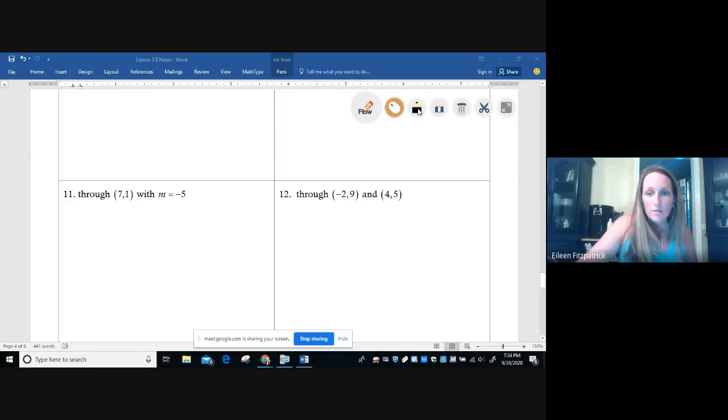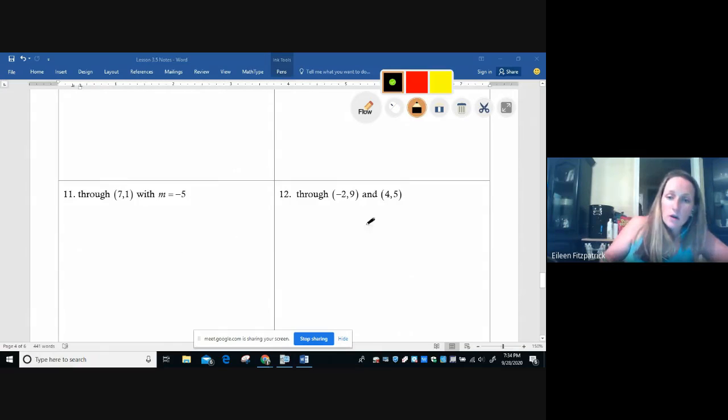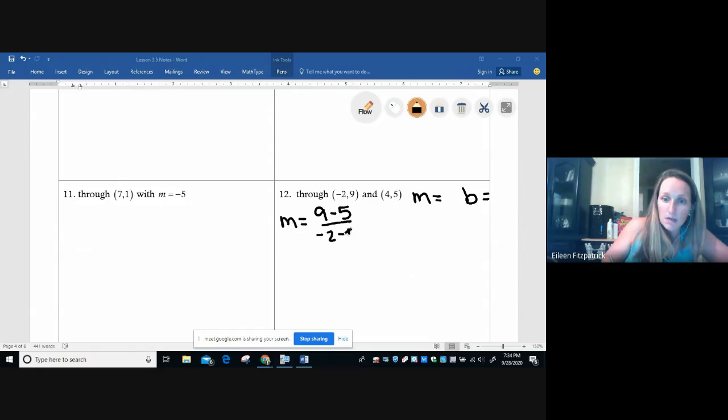So I'm going to do number 12 as a quick example. For number 12, I still need to calculate my M and my B, okay? My slope, change in Y. So to find M, you're doing 9 minus 5 over change in X, -2 minus 4. So 9 minus 5 is going to give you a 4. -2 minus 4 is -6. You're going to simplify to -2/3. So this is your M, right? You still need to find your B.